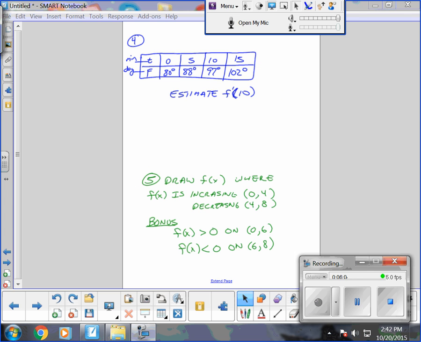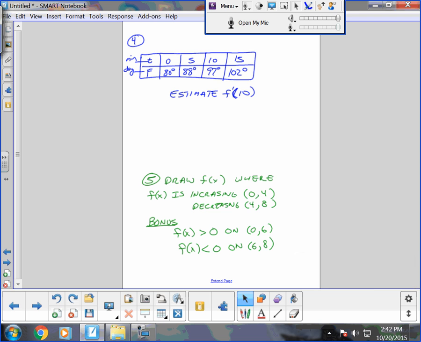So everybody, number 4 says estimate f prime of 10, and I should have said that f of x has the following data table, right? Has the following table. Okay, and I just abbreviated following. So f of x has the following table. In minutes is the time on top, and degrees Fahrenheit is in the bottom.